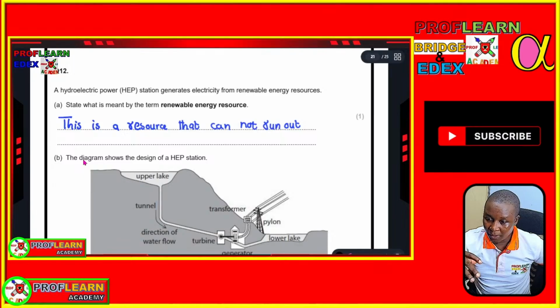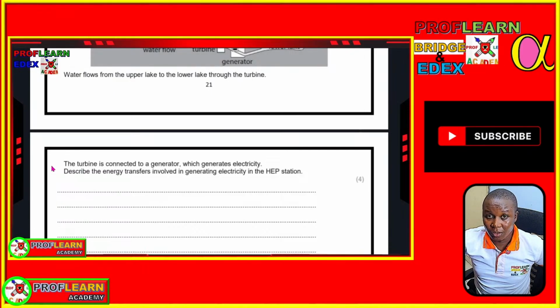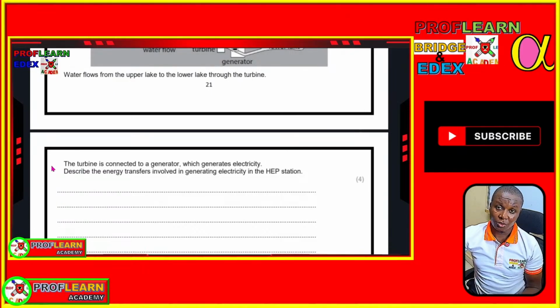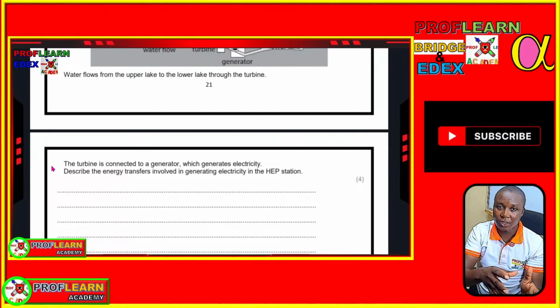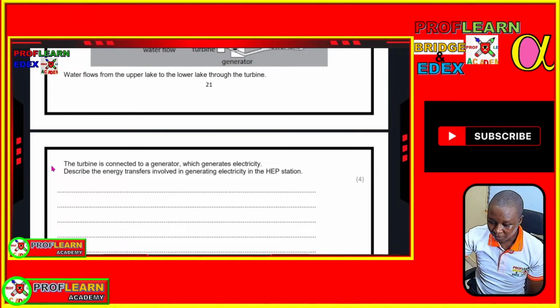Now, a hydropower station is also an example, which makes use of the potential energy of water held at a high level. When that water runs through the tunnel, the potential energy is converted to kinetic energy, which runs the turbines, and the turbine rotates the generator, which produces electricity through electromagnetic induction. So basically that is it.